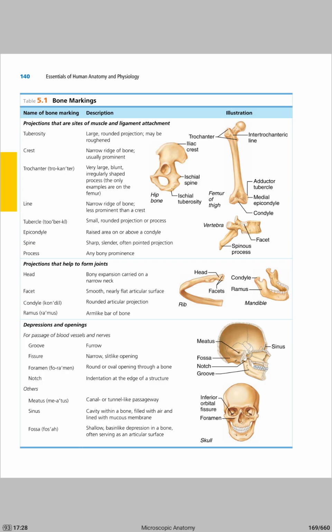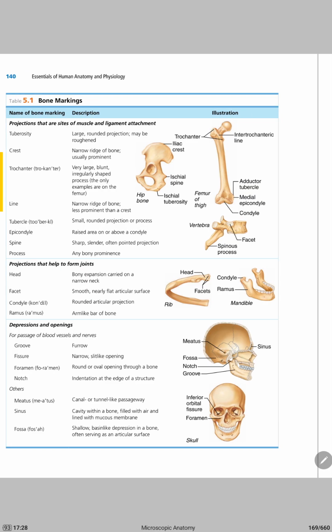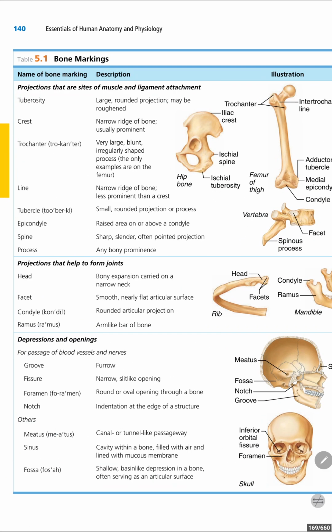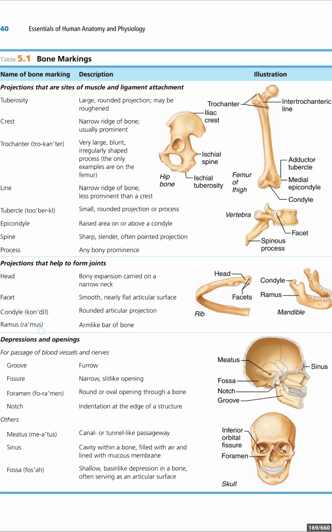So na-explain na nako ang projections, ang depressions or cavities, which are indentations in the bone. So, ang depressions and openings, mao siya ang agianan sa atong blood vessels ug sa atong nerves. Then, si projections, mao siya ang attachment sa atong muscles ug sa atong ligaments.